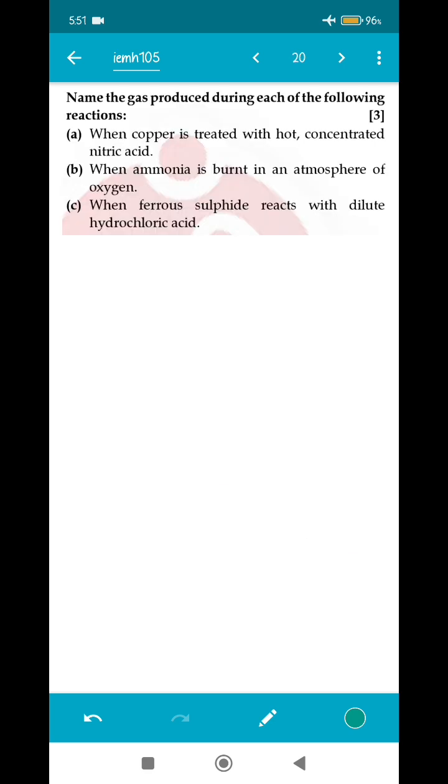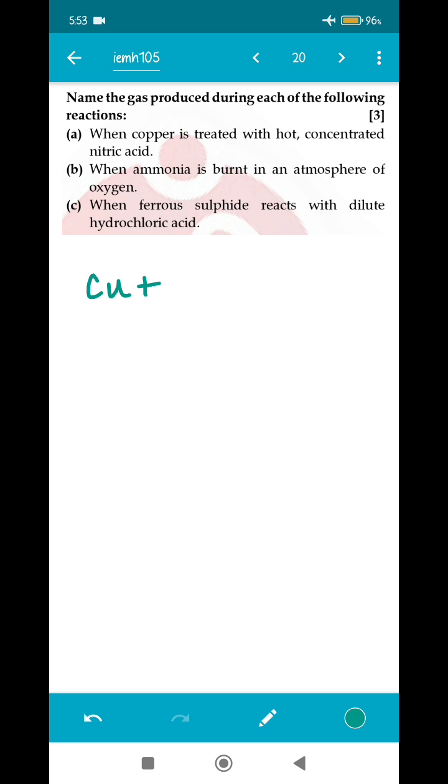Next question is that name the gas produced during each of the following reactions. The first one is that when copper is treated with hot concentrated nitric acid. Let's see. So in this case, let's write the equation. Actually, you don't have to write the equation for such questions, but it is always better to write the equation so that you are not confused what will be the correct answer.